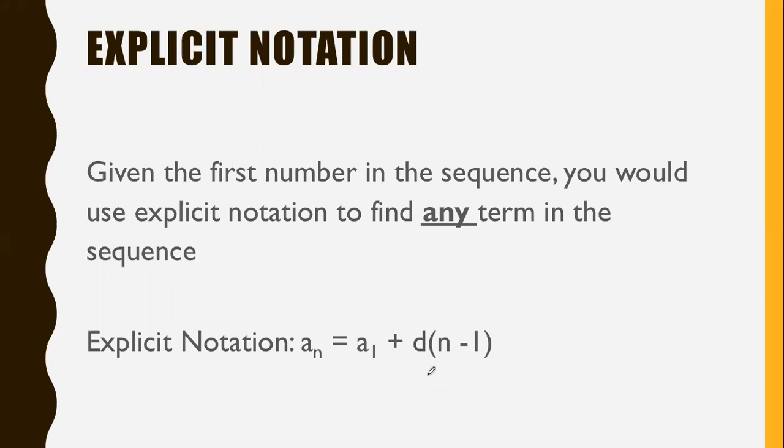And hopefully what you notice is just the same thing as a linear equation, slope and y-intercept. That is literally what this is. Given the first term in the sequence, you would use explicit notation to find any term in the sequence. Any term. The 5th term, the 500th term, the 5,000th term.